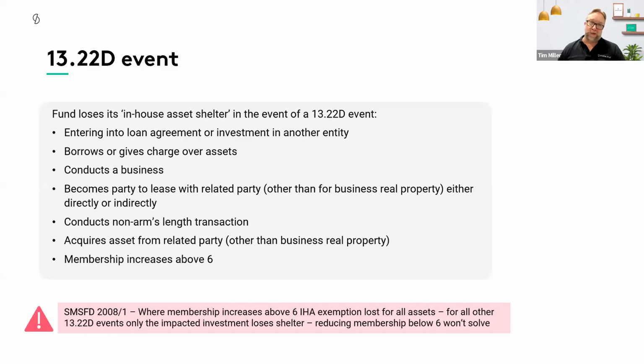Right? There's an overreaching one: the membership increasing above 6. So if a fund has membership above 6, then it tarnishes far more than just this investment. It tarnishes the entirety of the fund. Whereas 1322D events are specific to each trust, if you've got multiple investments, the membership one would tarnish all of those investments. So it's a fairly important set of rules to understand.